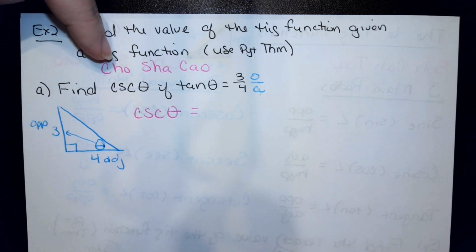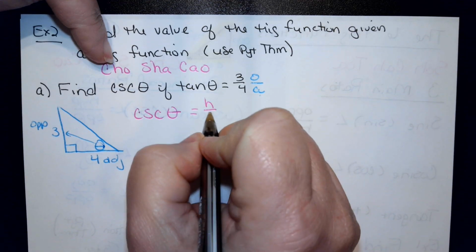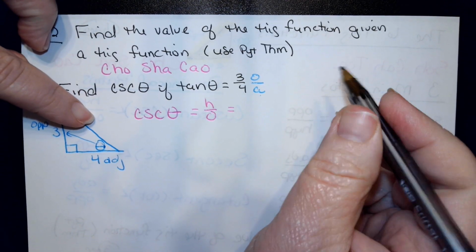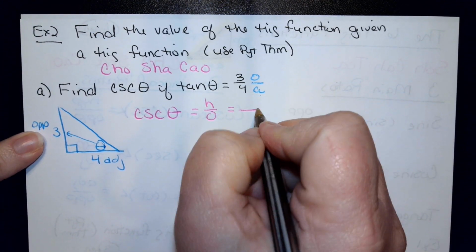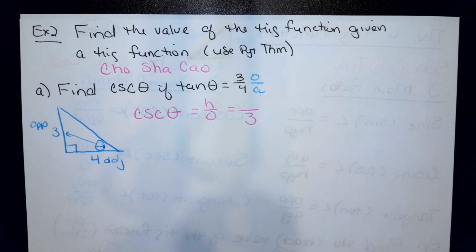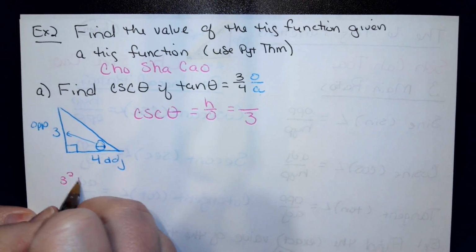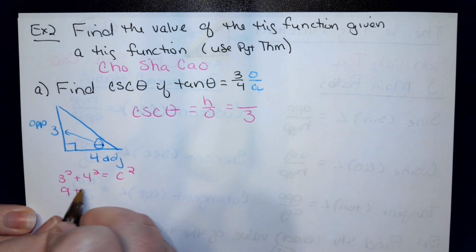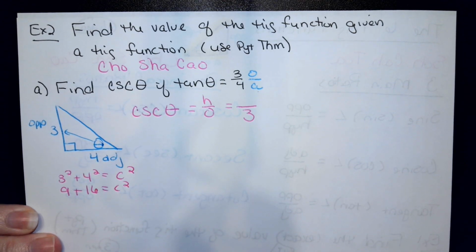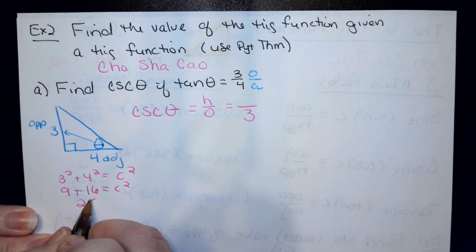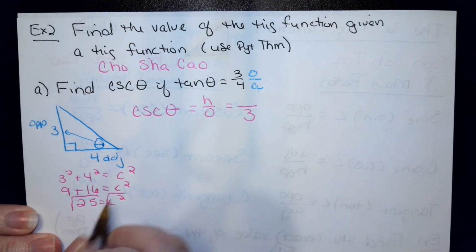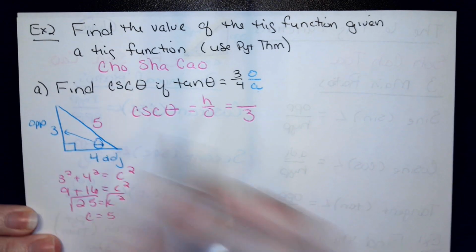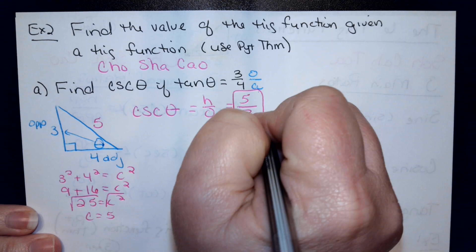So the cosecant is the hypotenuse over the opposite. We don't know the hypotenuse, but we do know the opposite. The opposite is 3, so we know our denominator is going to be 3. So we've got to find the missing side, and we're going to have to use the Pythagorean theorem. So we've got 3 squared plus 4 squared equals c squared. 9 plus 16 equals c squared. 9 and 16 give us 25 equals c squared. So when we take the square root, we get c equals 5. So here our hypotenuse is 5.